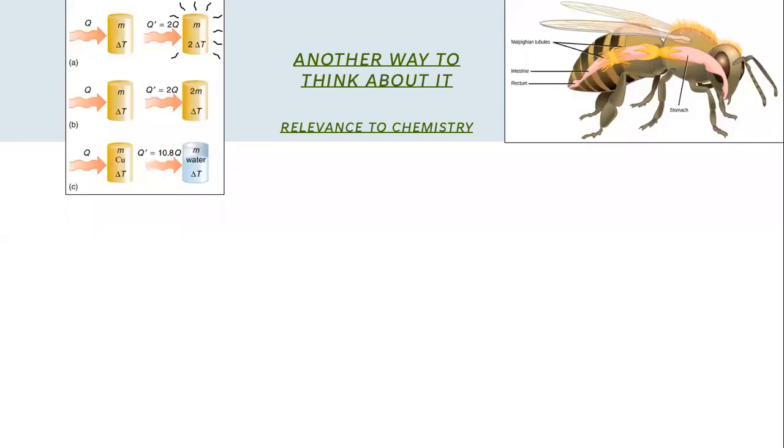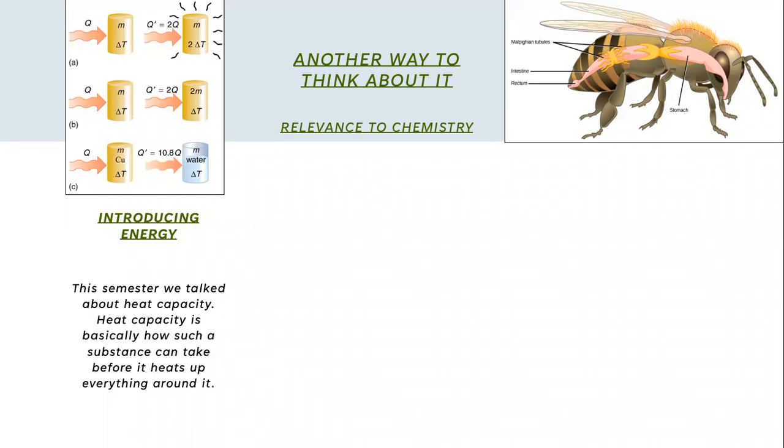Another way to think about it is relevance to chemistry. This semester, we talked about a topic called Introducing Energy. And within this topic, we talked about heat capacity. Heat capacity is basically how much a substance can take before it heats up everything in its surroundings.